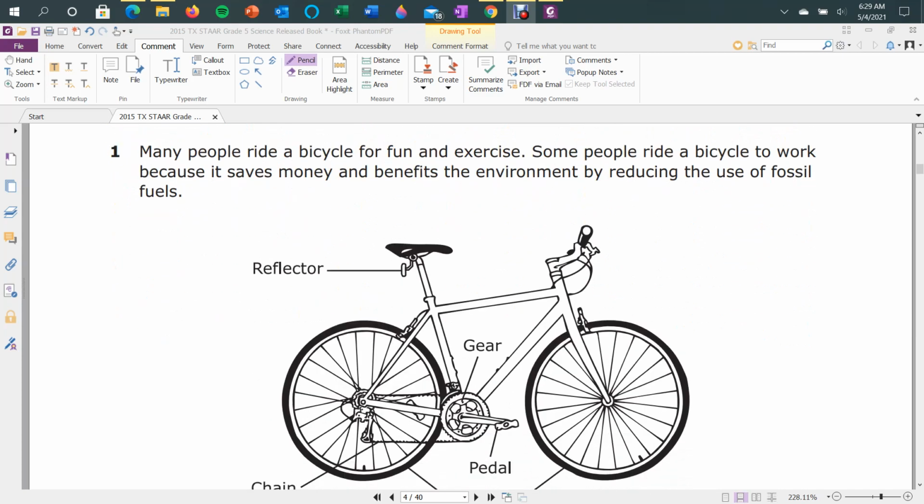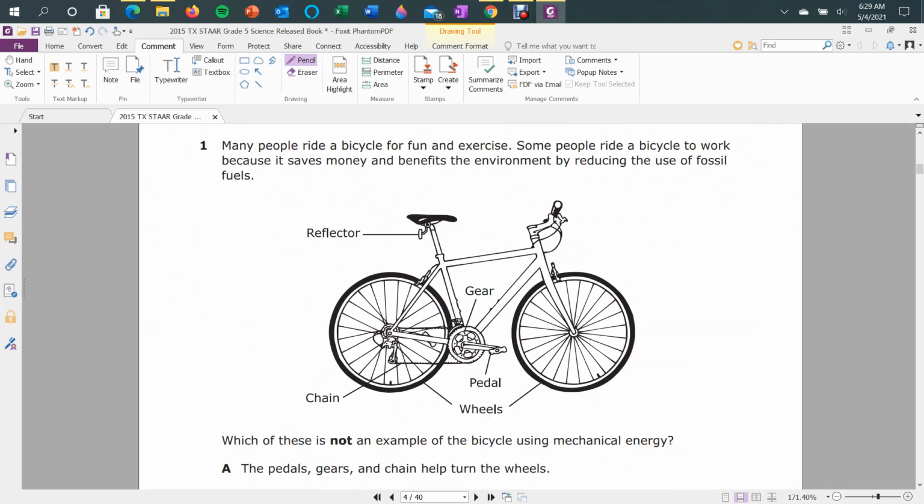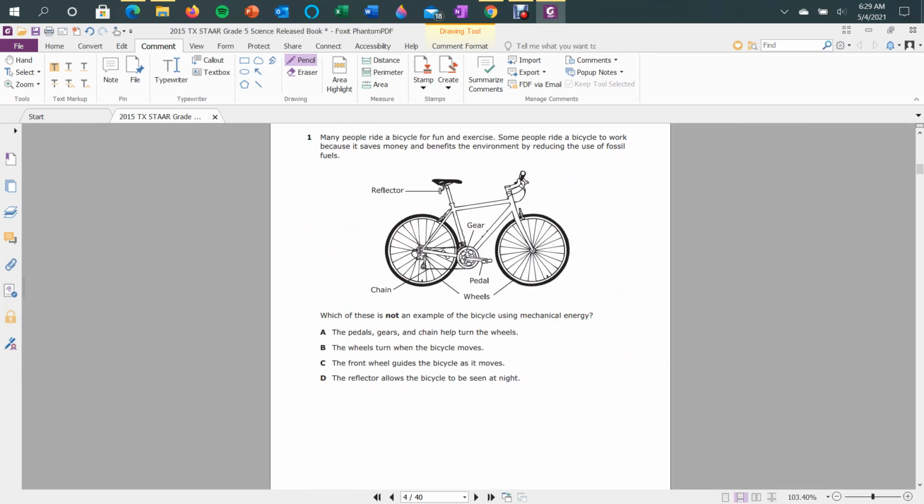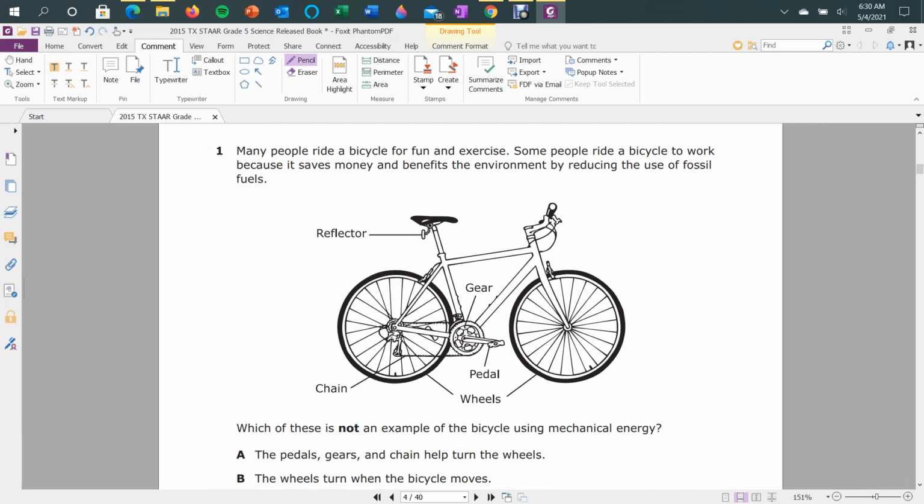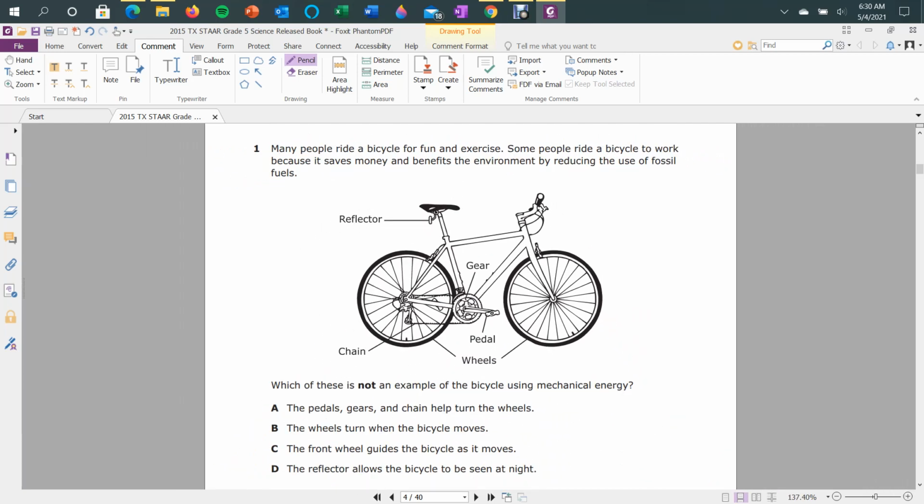So let me go ahead and make this question just a little smaller. All right, that's a little bit too small. Make it just a little bit bigger, so you can see just about the whole question. There we go. That's pretty good right there, right? We can see that.